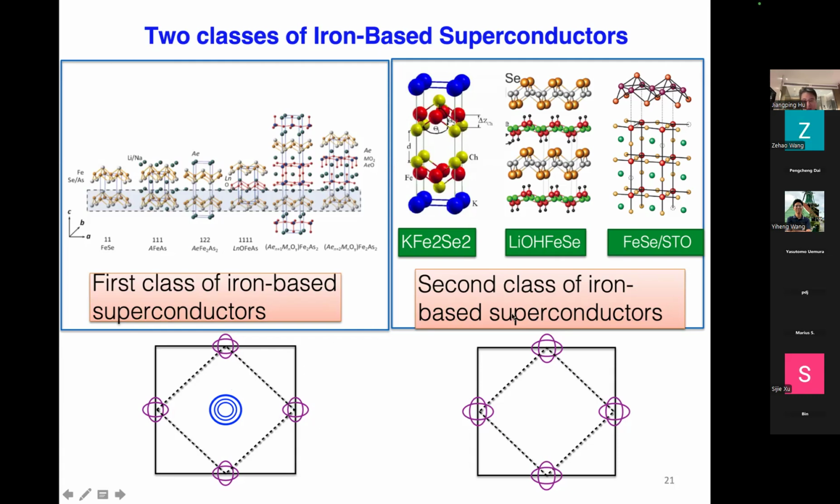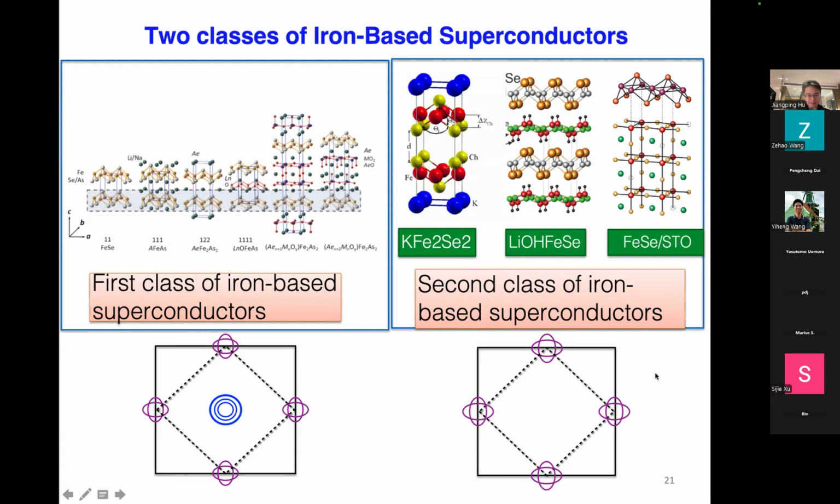And there's also a second class, which is typically the iron selenides. The first one was potassium iron selenide, and later they discovered many more. I call this the second class of iron-based superconductors. They are slightly different in Fermi surface: the second type does not have a hole pocket. They only have an electron pocket, like this, on the Fermi surface.